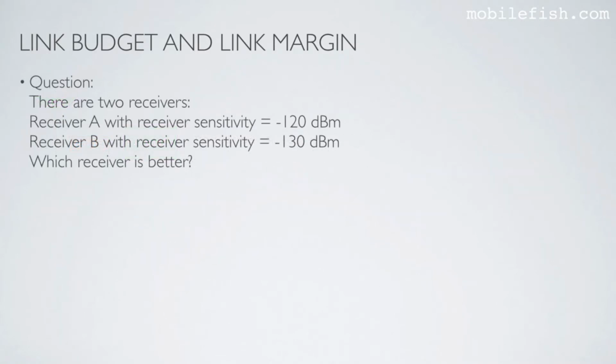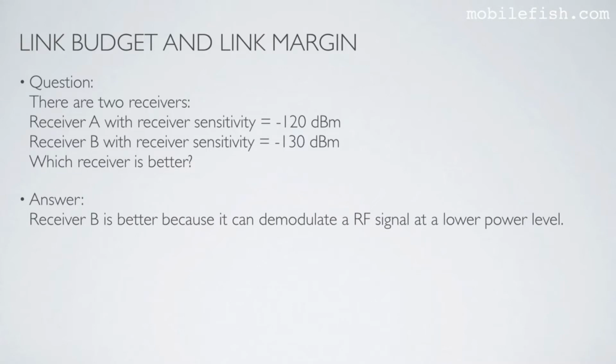Question: there are two receivers, receiver A with receiver sensitivity minus 120 dBm and receiver B with receiver sensitivity of minus 130 dBm. Which receiver is better? The answer is receiver B, because it can demodulate a radio frequency signal at a lower power level.